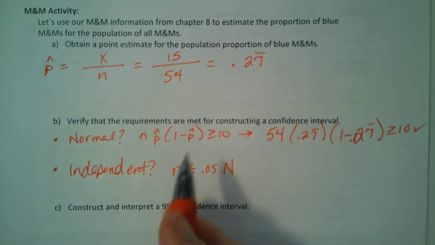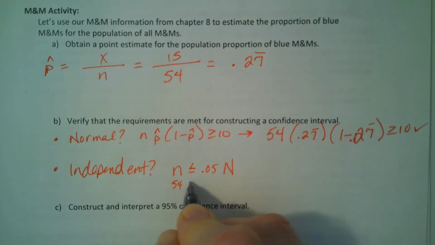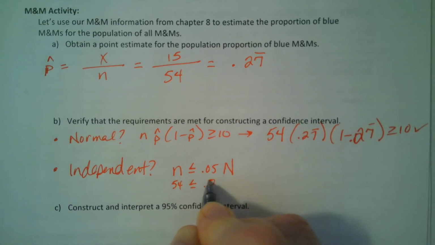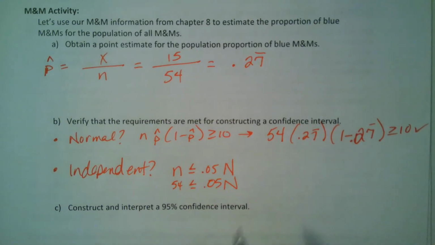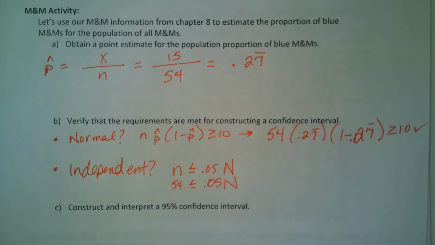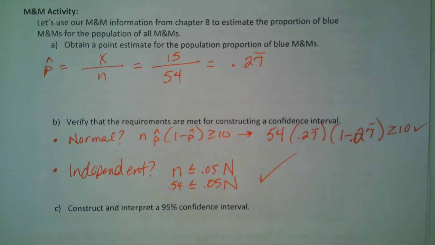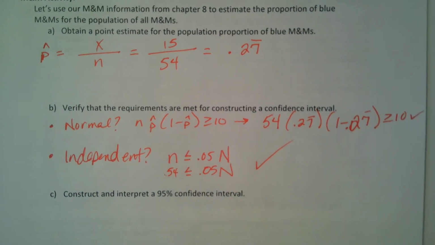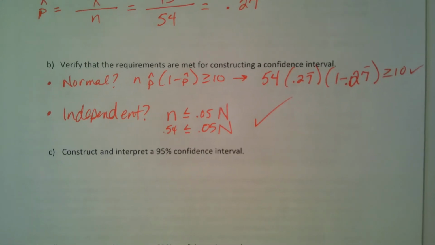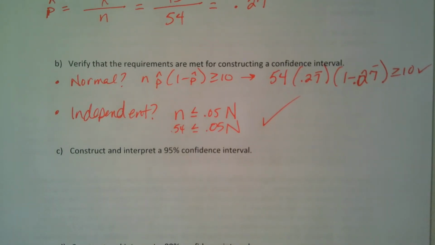Or in other words, my sample that has 54 M&Ms, is that less than 5% of all M&Ms? And of course, yes, there's many, many more M&Ms than what I have in my bag. Okay, so we've proven that the samples are independent, and we've also proved that it's a normal distribution. So let's now construct a 95% confidence interval.